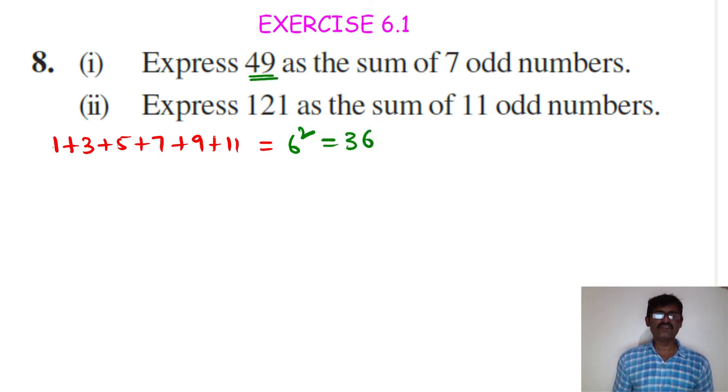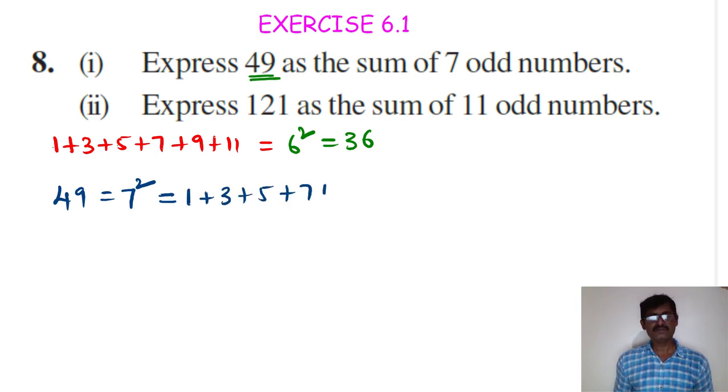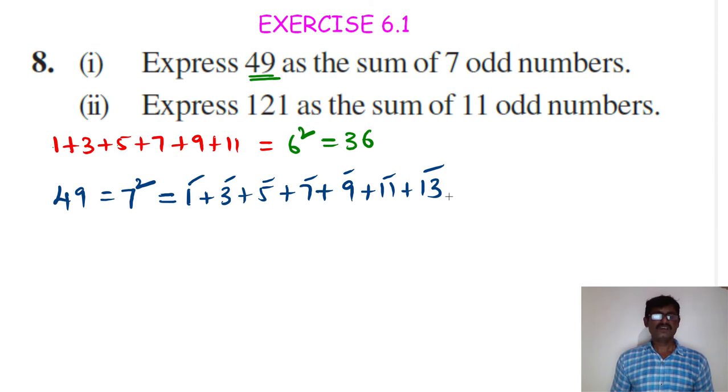In the same way, if you take 49, that is nothing but 7 square. So it can be written as 7 consecutive odd numbers starting from 1. So this will be equal to 1 plus 3 plus 5 plus 7 plus 9 plus 11 plus 13. So how many? Let us count. 1, 2, 3, 4, 5, 6, 7. That's it. All these are odd numbers and we have 7 odd numbers. The sum of these 7 odd numbers is equal to 7 square, that is equal to 49.